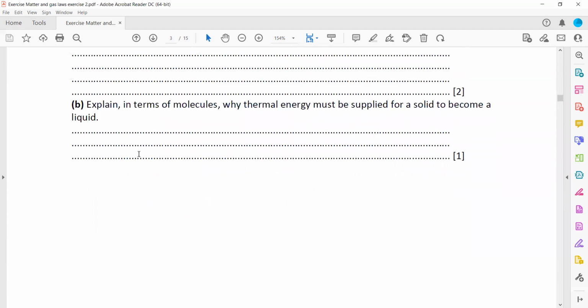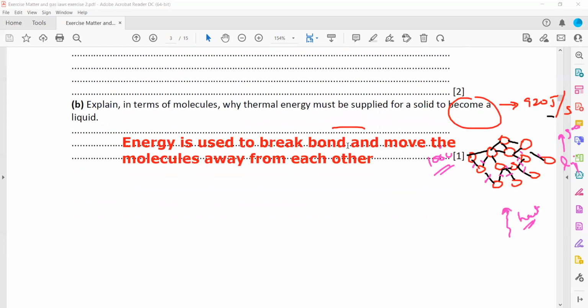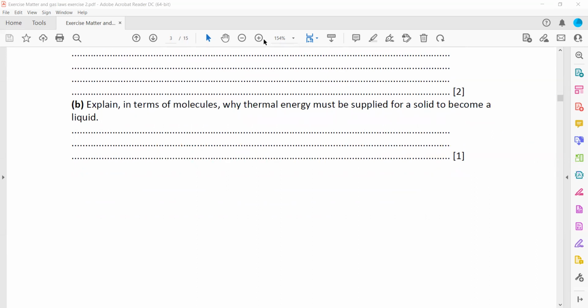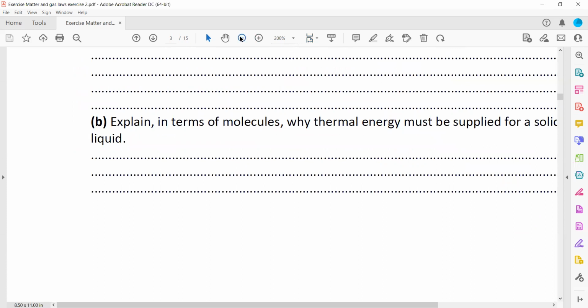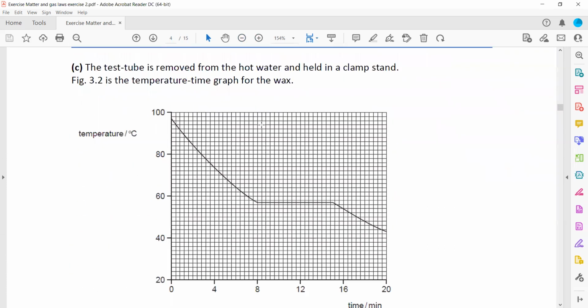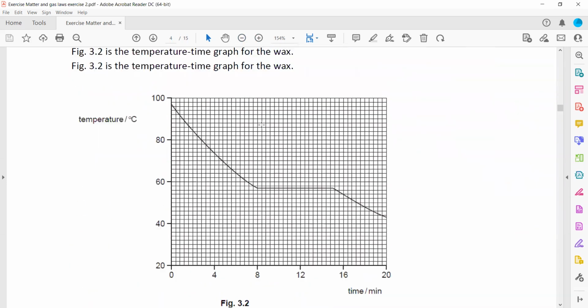Then the next question: explain in terms of molecules why thermal energy must be supplied for a solid to become liquid. The same idea: the energy is used to break the bonds and move the molecules away from each other. Whenever we want to change the state, remember that when solid turns into liquid or liquid turns to gas, there is no change in temperature.